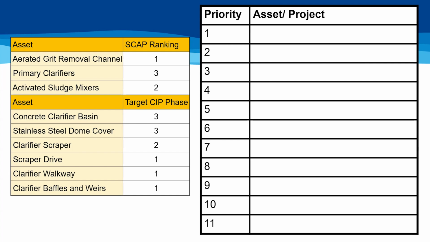From our useful life assessment, the aerated grit channel, clarifier scraper, drive, walkway, and baffles and weirs are all in the last third of their useful life. Our SCAP tool recommended the aerated grit channel as number 1 on our priority list, but there are other factors to consider.